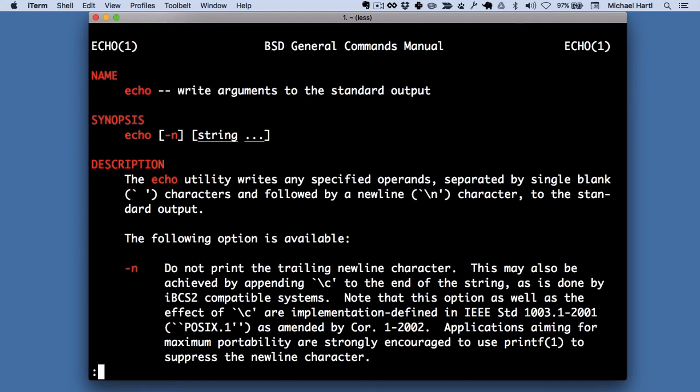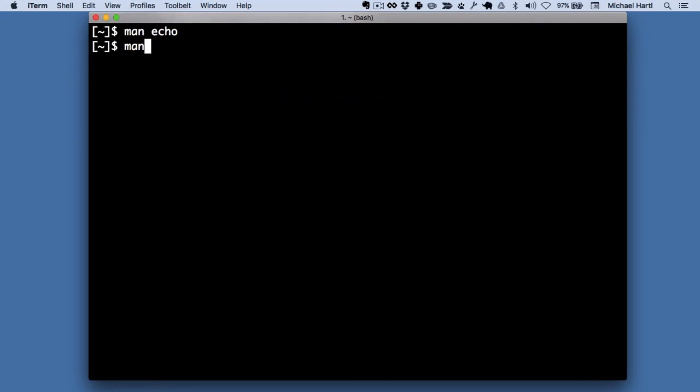One thing that's important to know is that man pages are often very complex, confusing, obscure, even cryptic. So it's okay, it's even expected not to understand everything that's going on in the man page. The man page for echo is actually fairly simple, but I can give you an example of a more complicated man page by running man on itself.